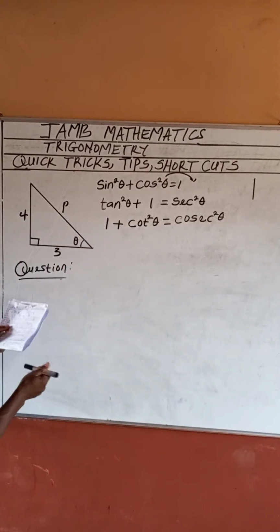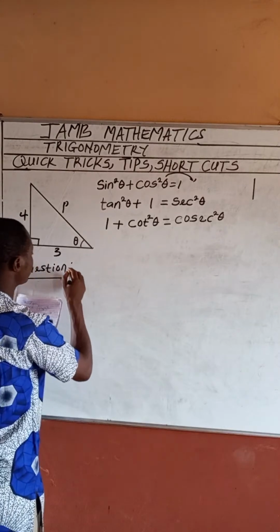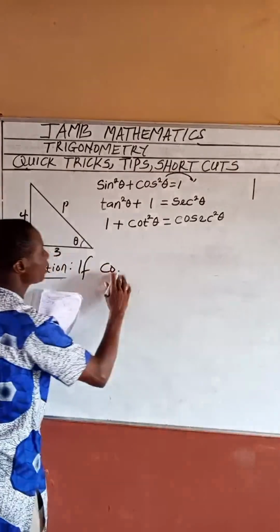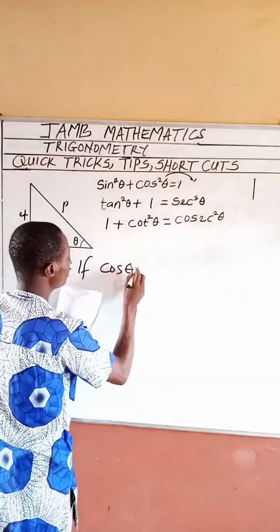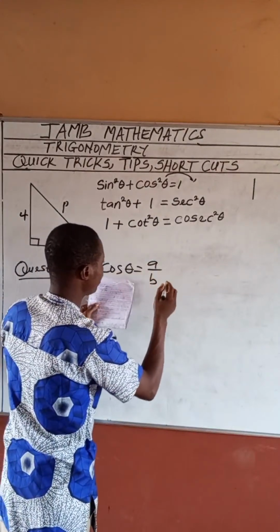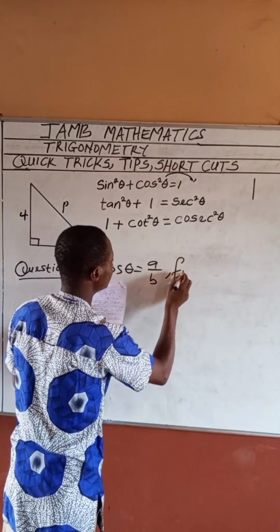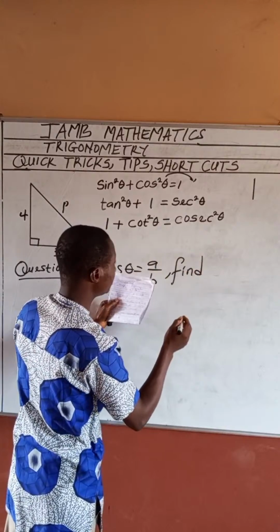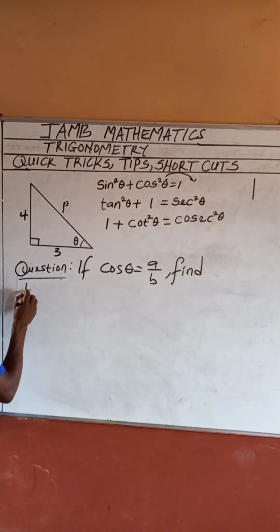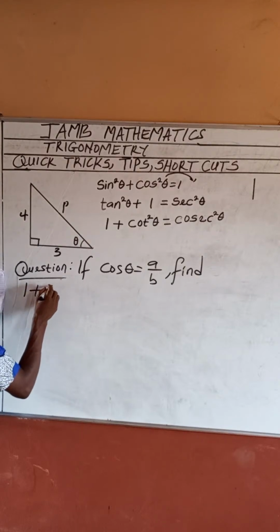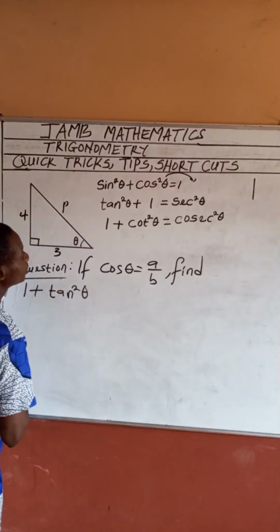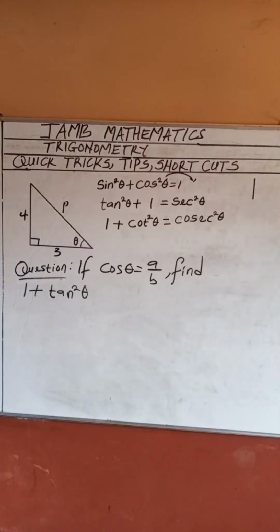So we proceed to the next one. This one is: if cos theta is equal to A over B, find 1 plus tan squared theta.